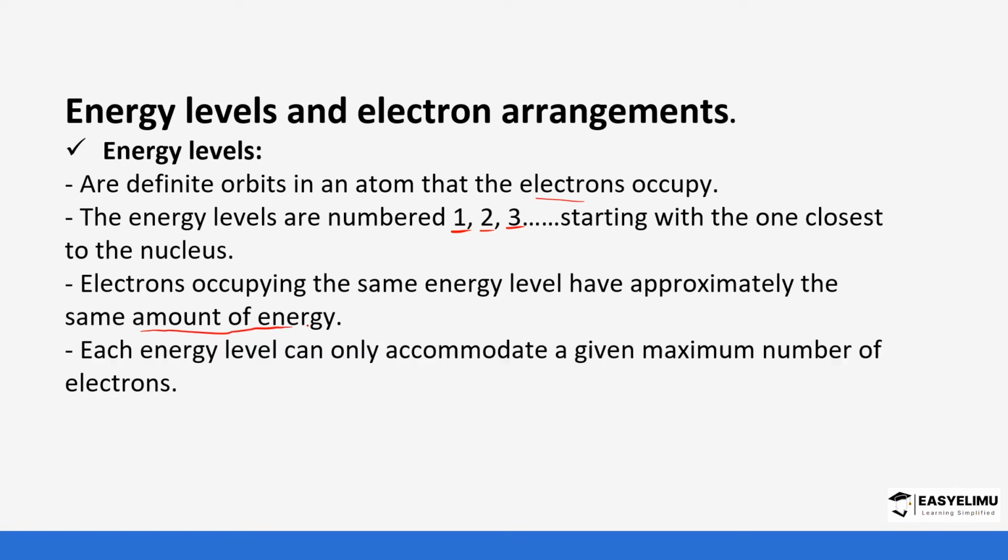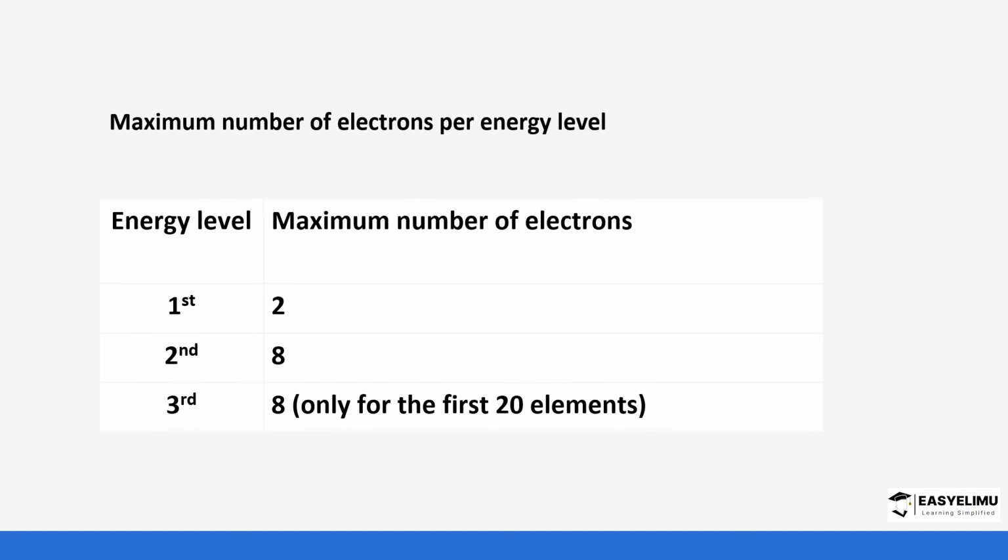And then when we are adding electrons in the energy levels, each energy level can accommodate a certain maximum number of electrons. So the first energy level or the first shell can accommodate a maximum of 2. The second shell can occupy a maximum of 8 electrons, and the third shell can occupy a maximum of 8. This only applies to the first 20 elements.